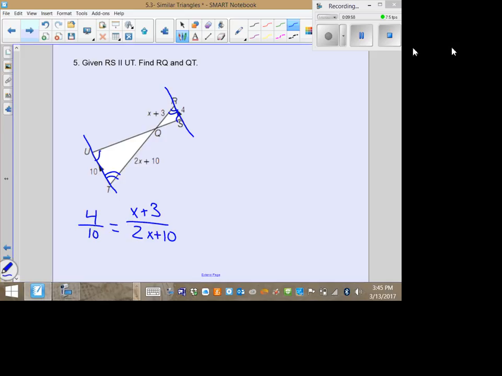So cross multiplying, we get 8x plus 40 is going to equal 10x plus 30. So we'll get 10 equals 2x. So we get 5 to be our x. Plugging that back in up here for our RQ, we'll get 5 plus 3. So we'll get RQ to be 8. And then 2 times 5 is 10, plus another 10. So we get our QT to be 20.